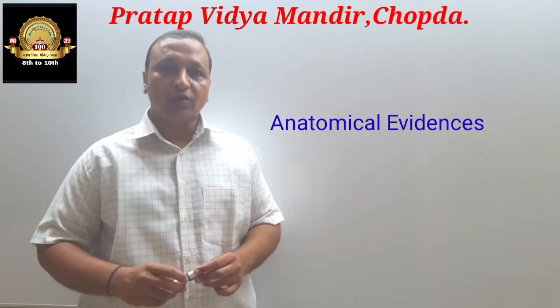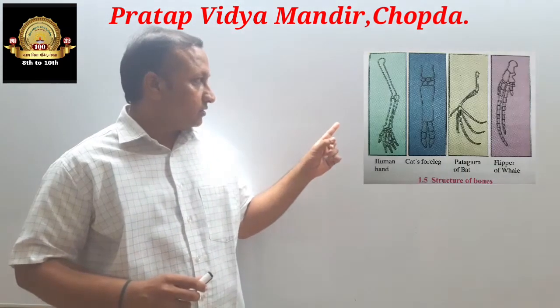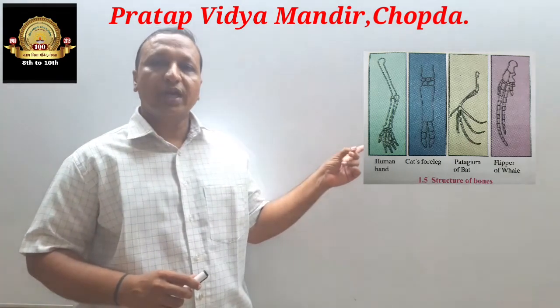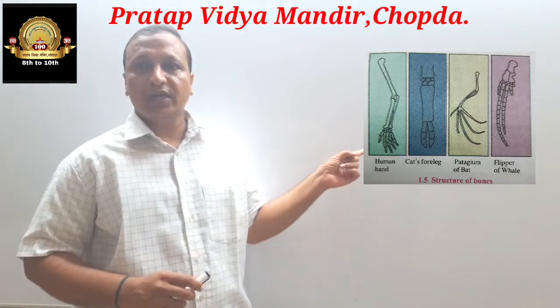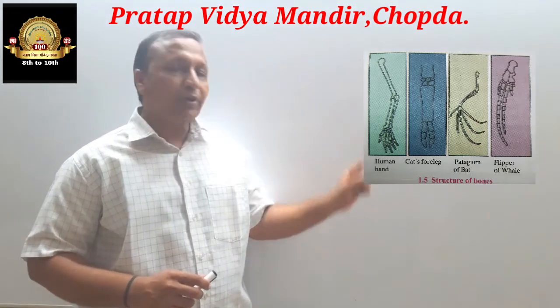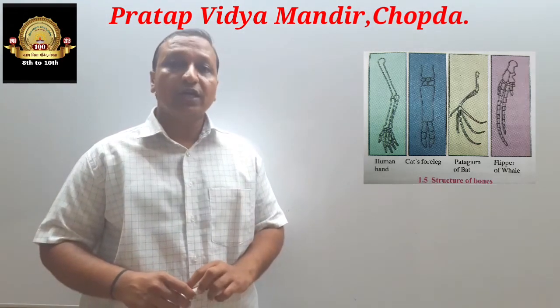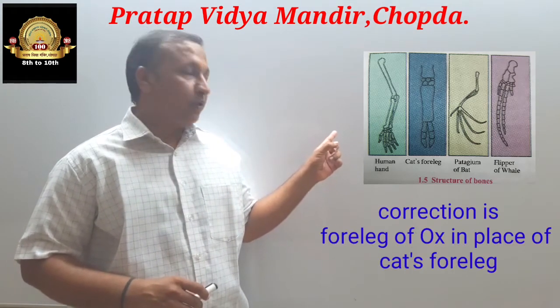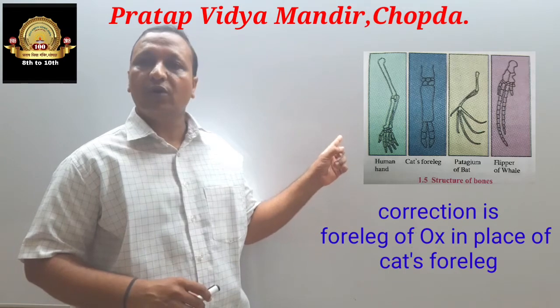Hello friends, our next topic is anatomical evidences. Look at the picture. In this picture, there is similarity between the human hand, ox foreleg, flipper of whale and patagium of bat. Do the correction that in this picture there is no foreleg of cat, it is the foreleg of ox.